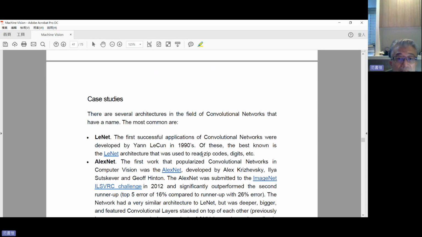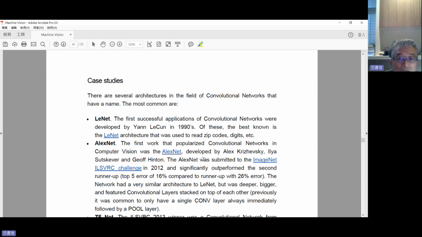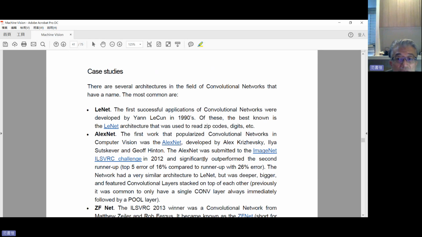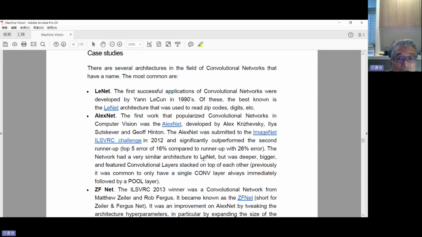This is LeNet. This was the first successful application of convolutional networks, developed by Yann LeCun in the 1990s. Of these, the best known is the LeNet architecture that was used to read zip code digits, and it's quite easy to classify.